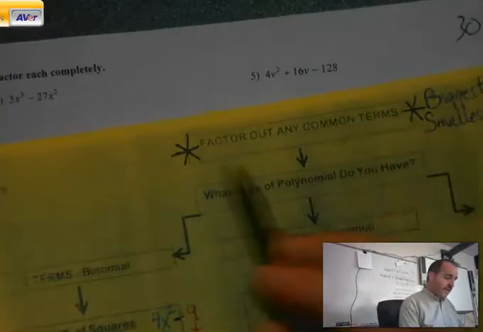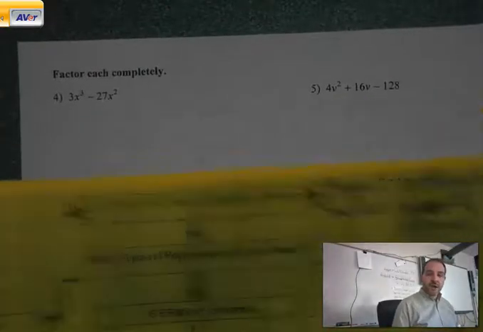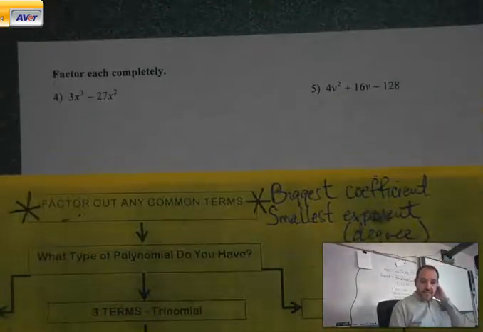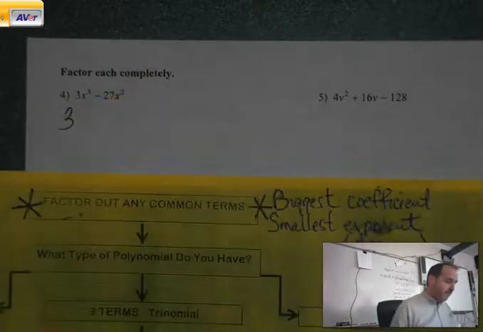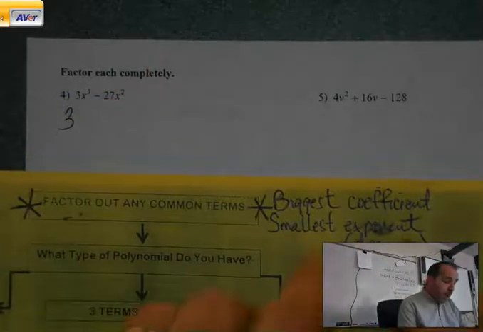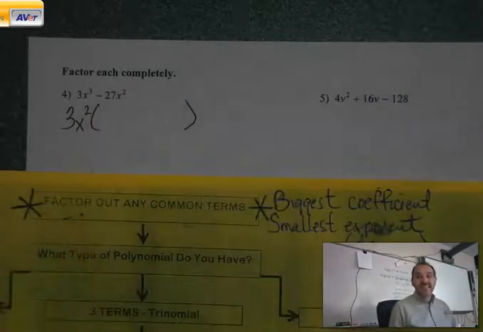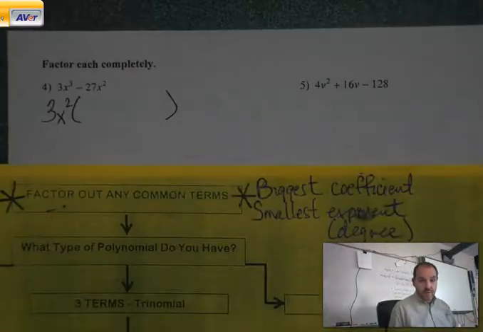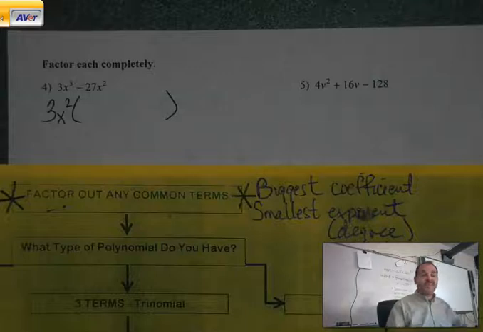First thing always, factor out common terms. The biggest coefficient, the smallest exponent. Biggest number that goes into 3 and 27 is 3. Smallest exponent degree-wise is x squared. That goes on the outside. It does not disappear. And now what we've been doing in my class is, if you're good enough and you can eyeball what you're missing and put it in the parentheses, outstanding, good work. You probably practiced a lot.